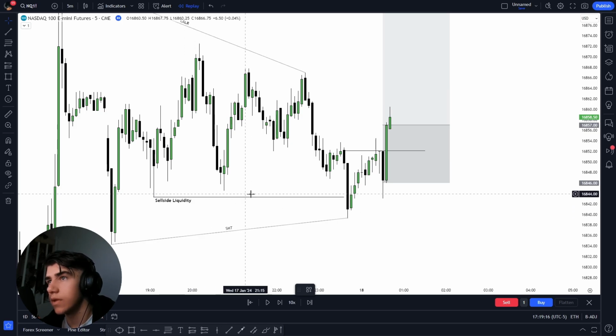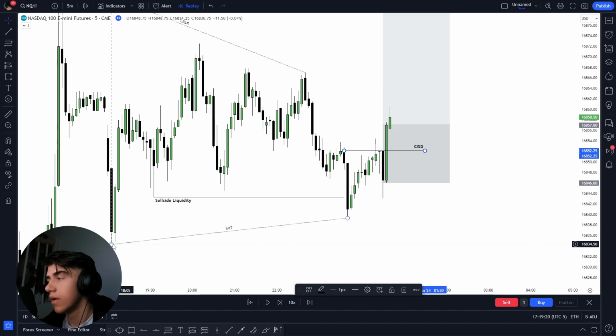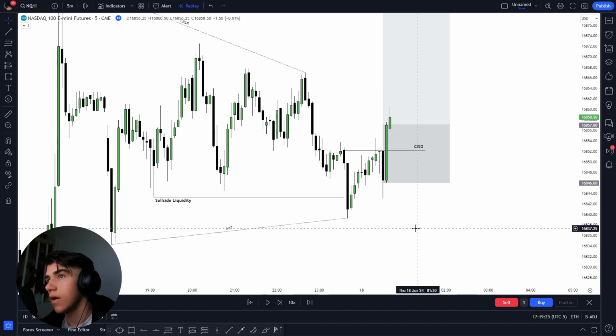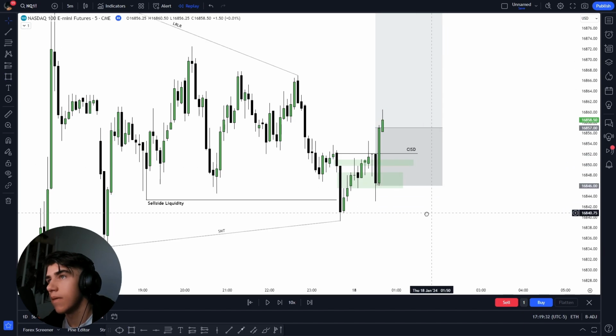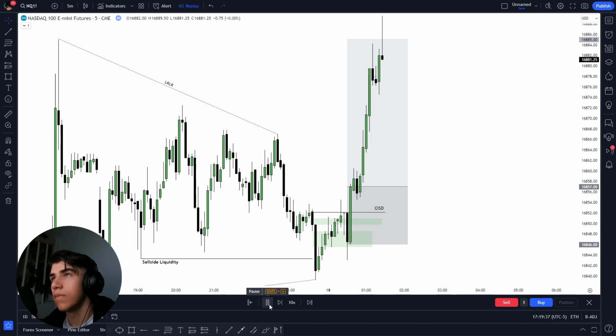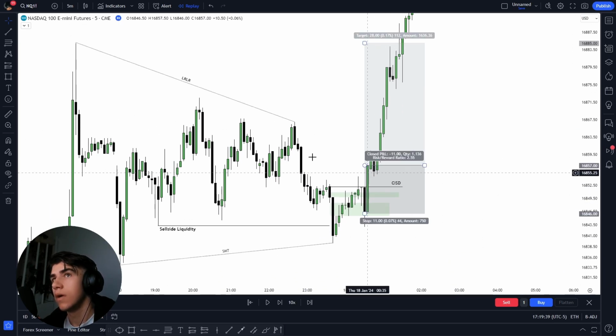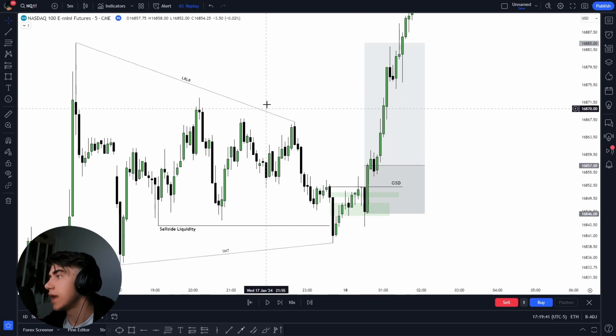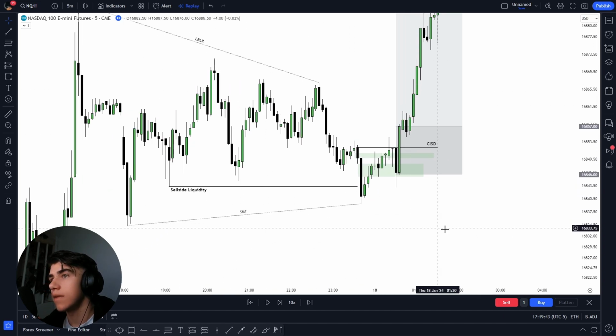So let's look at our confluences. We have sell side liquidity swept here. We have our change in state of delivery here. We're assuming that we have an SMT with ES here. That's another confluence. We violated this 5-minute gap. We violated this 5-minute gap, and we got our change in state of delivery. So let's play it out. Very beautiful. We have low resistance liquidity. That is another confluence to add there.